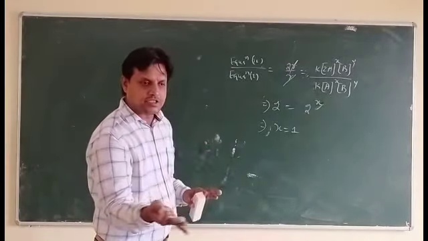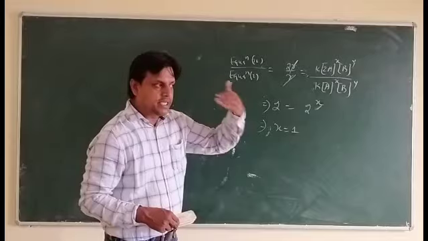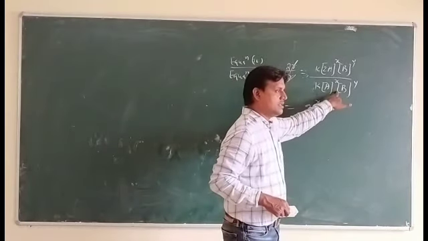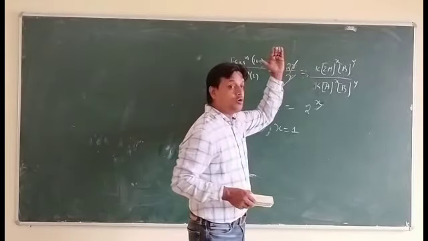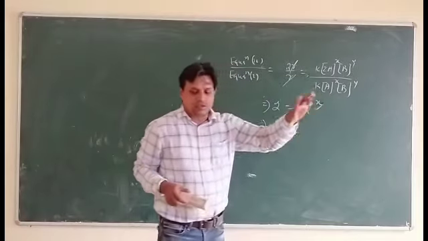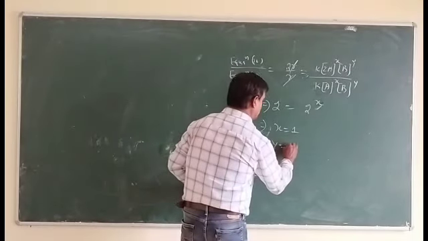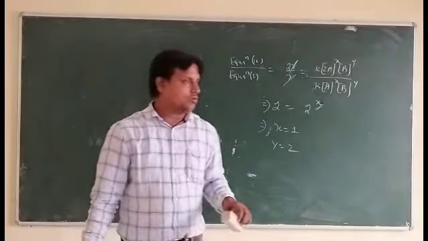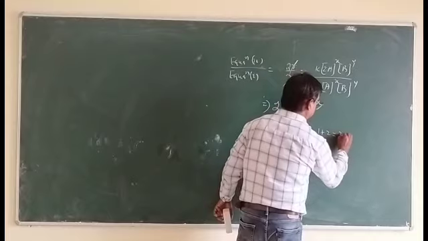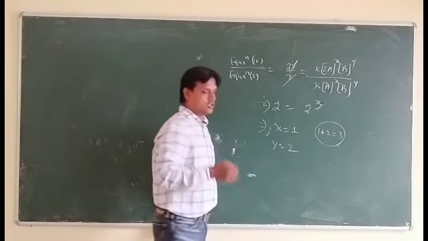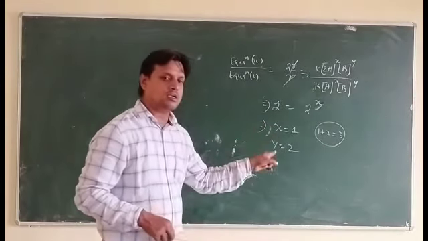If you solve the second part of the question, by doubling the concentration of B, in place of B you put 2B, and the rate becomes 4R. So if you solve it, you get y equal to 2. So x equal to 1 and y equal to 2. The overall order of the reaction equal to 1 plus 2 equal to 3. So 3 is the overall order of the reaction. Okay, so it is an example of a third order reaction.